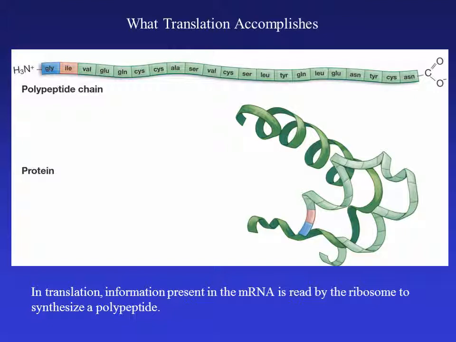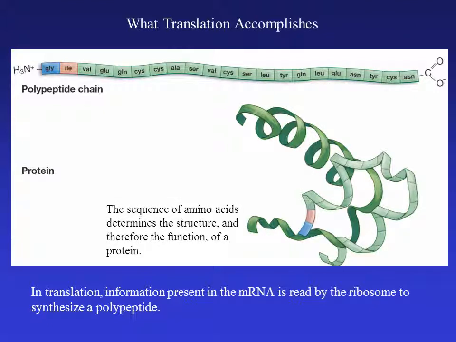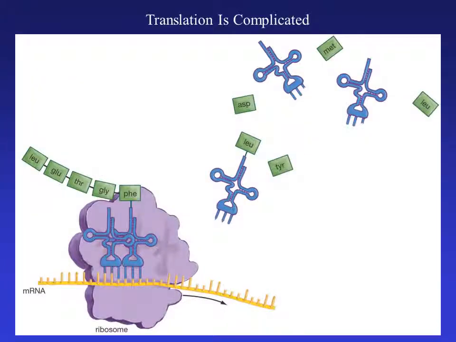So in translation, information present in the mRNA is read by the ribosome to synthesize a polypeptide. And we'll be talking about the details later, but that's the main part of the story. So the sequence of amino acids determines the structure and therefore the function of the protein. And translation is complicated, and we'll be talking a little bit about it. And it requires ribosomes, mRNA, tRNA, and amino acids.